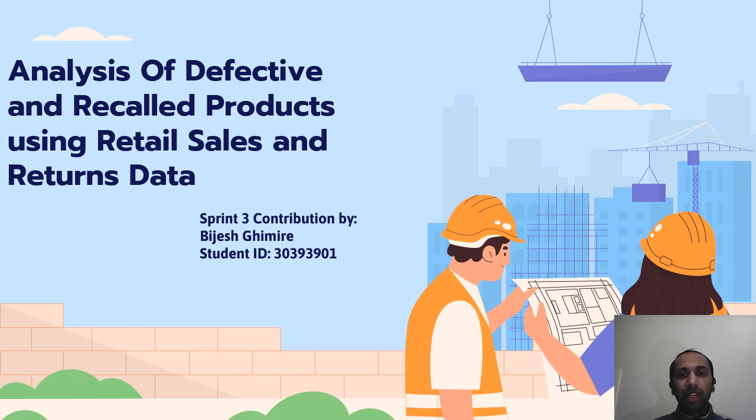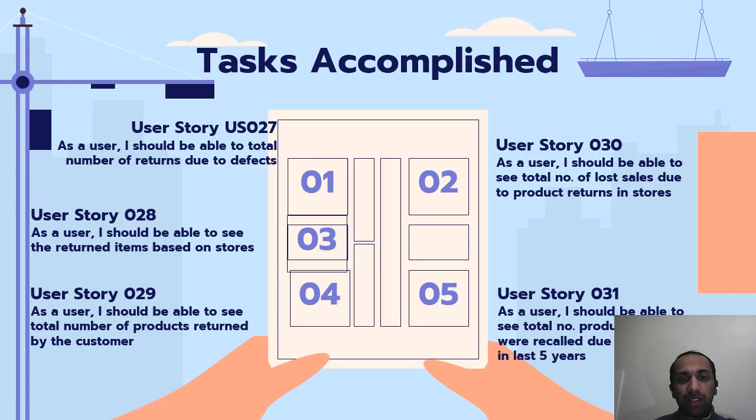Today I am going to present on my individual contribution during Sprint 3 on our project, Analysis of Defective and Recall Products using Retail Sales and Returns Data. This is the final sprint, Sprint 3. I have worked upon 5 user stories in this sprint, that is, user stories 27 to 31. I made a dashboard for refunds and defects based on these user stories. The user stories are described further in other slides.